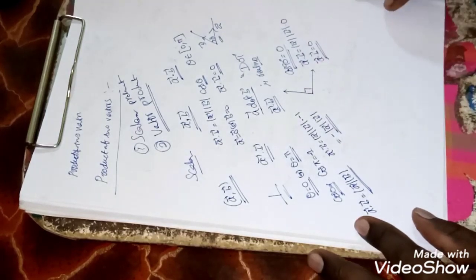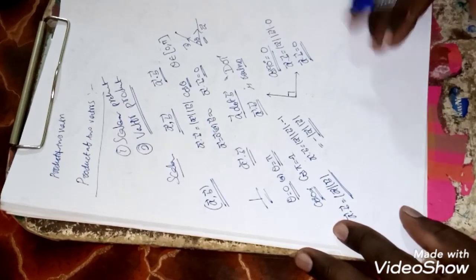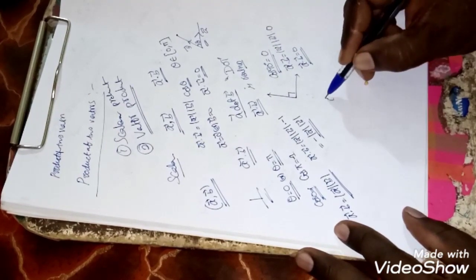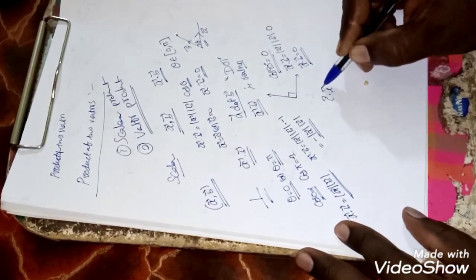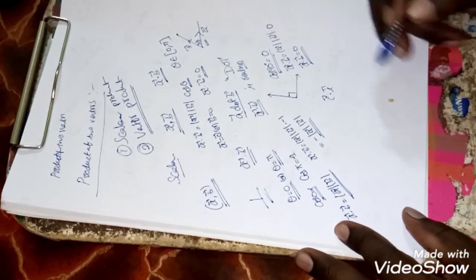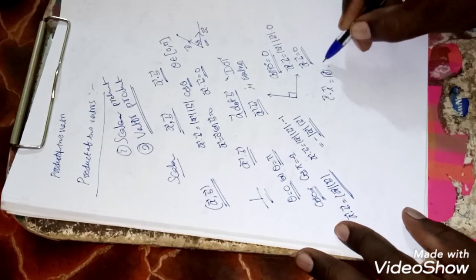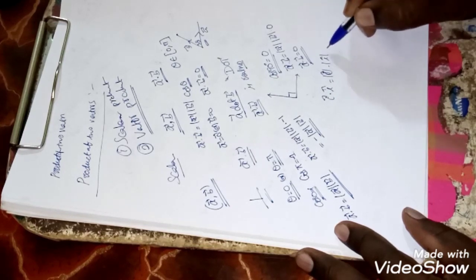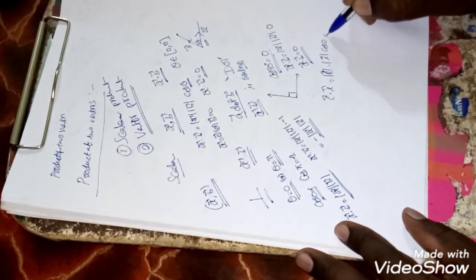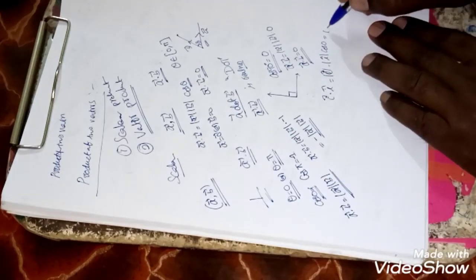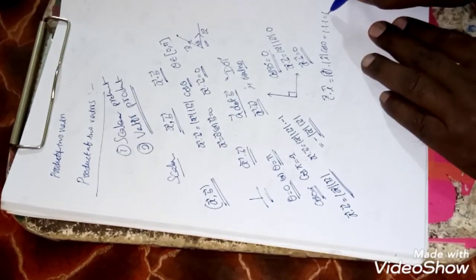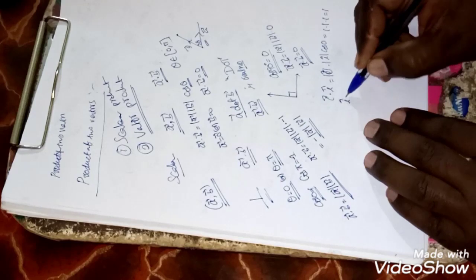Okay, this is the basic concept. Further, we are moving into another concept here. Now i cap dot i cap. I cap dot i cap means modulus i cap into modulus i cap, cos of the angle between them. What is the angle between them? Cos 0. Therefore, the modulus of a unit vector is 1, so 1 into 1 is 1. That means i cap dot i cap is equal to, what are you going to get?